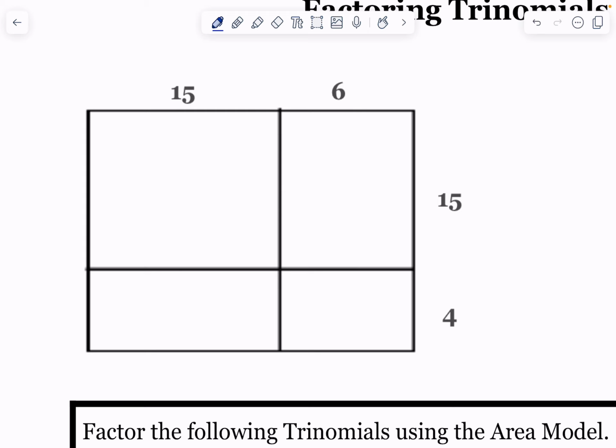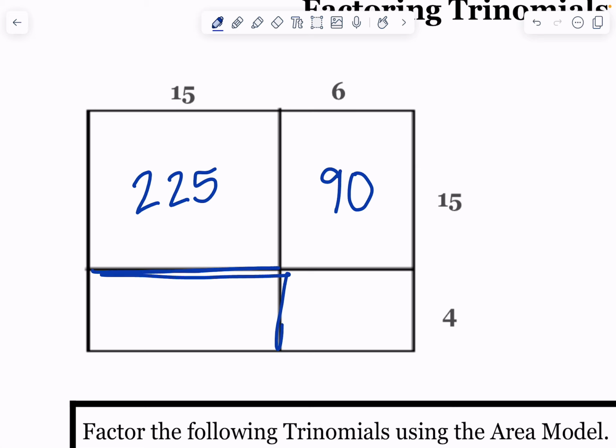So for this first box, we've got a length of 15 times a width of 15. So 15 times 15, the area of this first box is 225. Next we have a length of 6 times a width of 15. The next area would be 90. Here we've got a length of 15, a width of 4, so that area would be 60. And then for the last box, we've got a length of 6 times a width of 4, and that area would be 24.